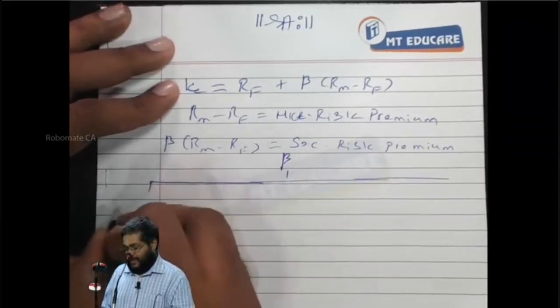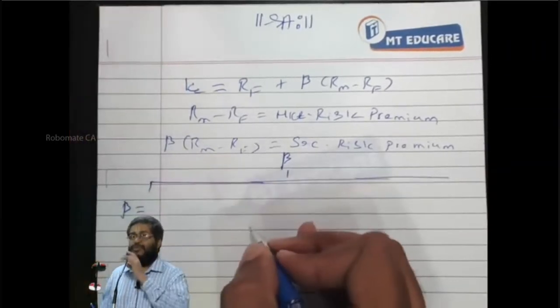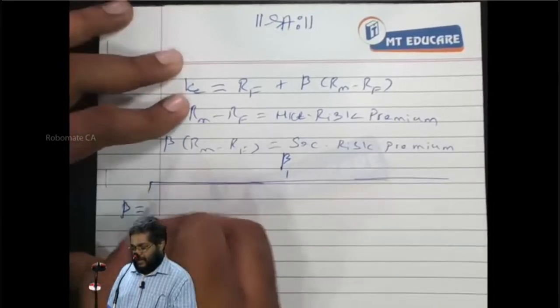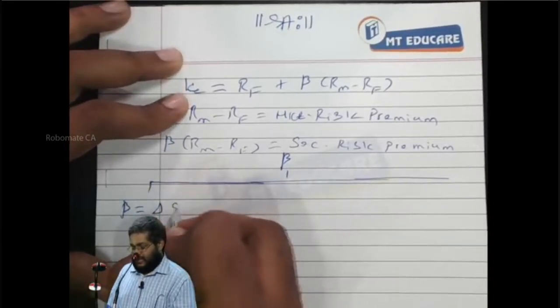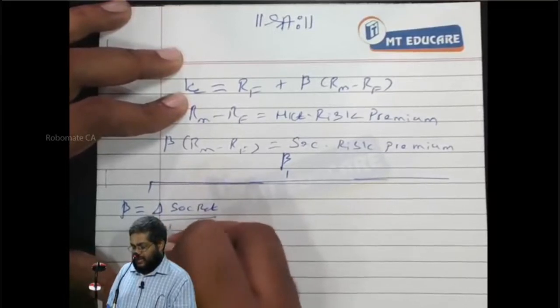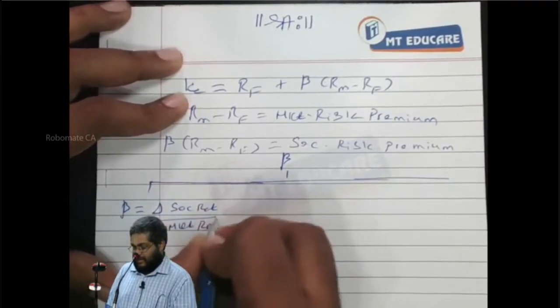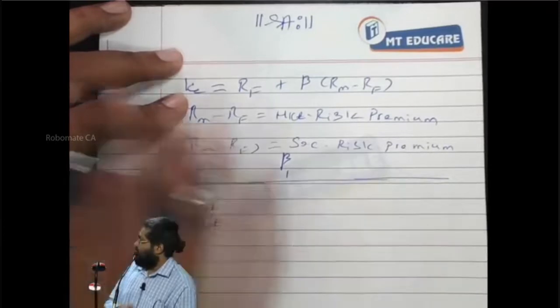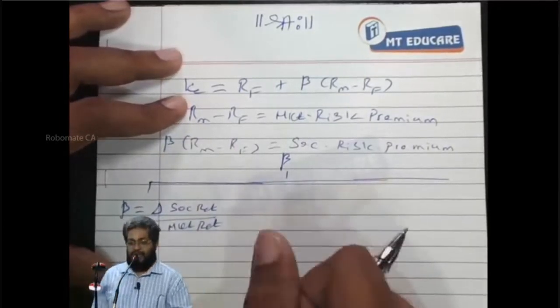First branch, right? Beta is equal to, write the formula. Beta is equal to what formula? Change in security return divided by change in market return.